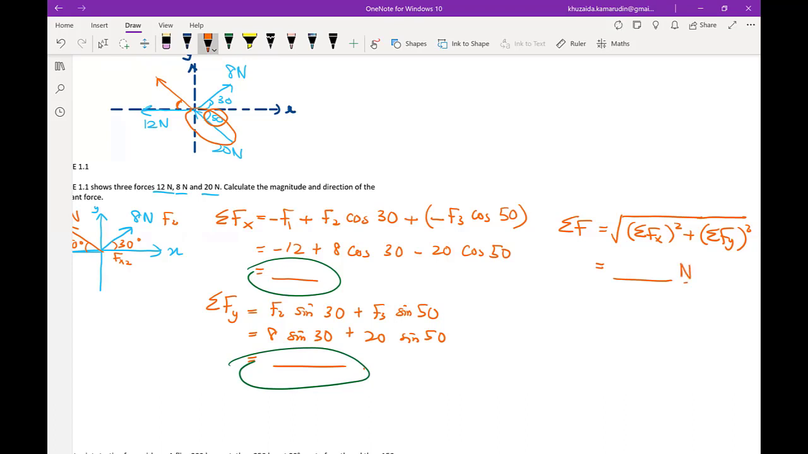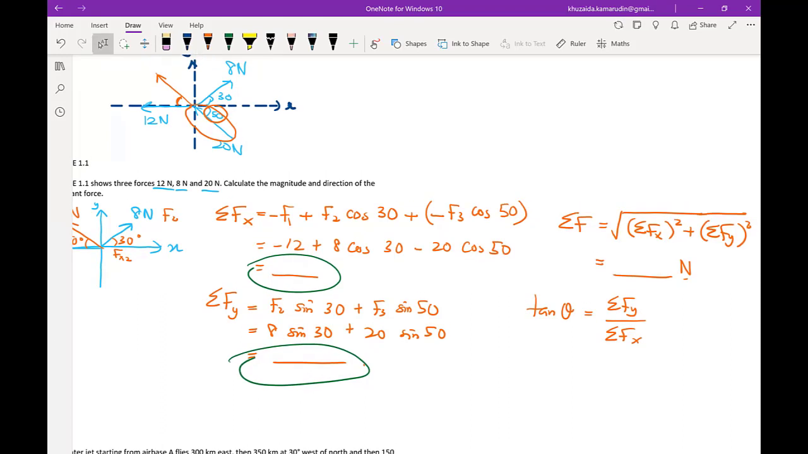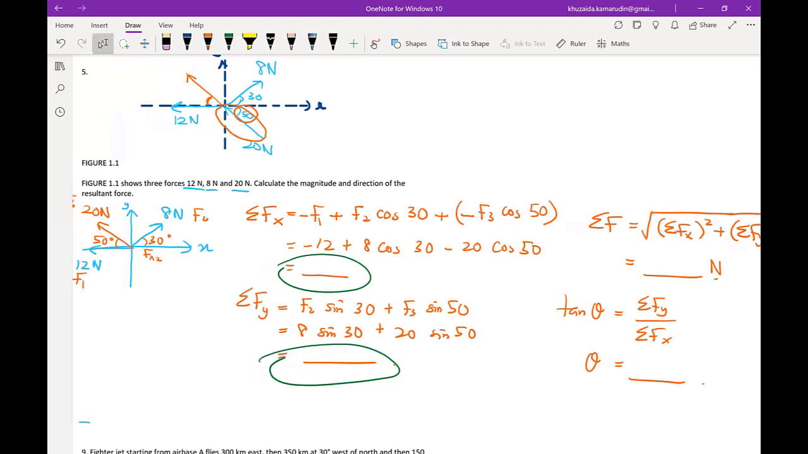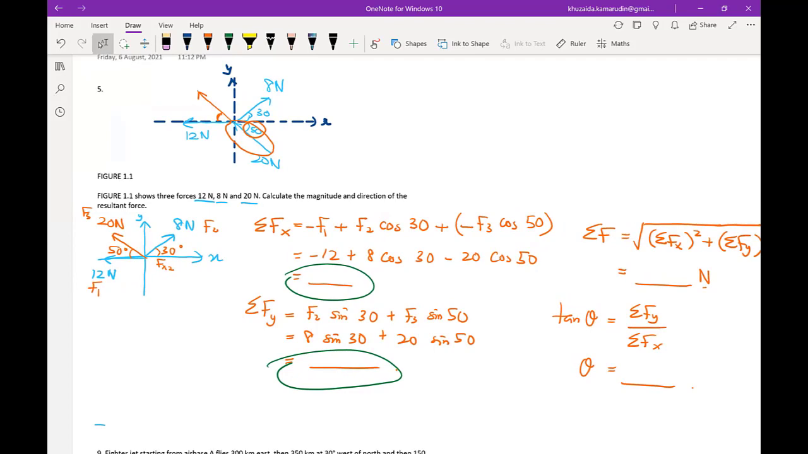Okay, next direction, so we have equation tangent theta equals summation of Fy divided by summation of Fx. So masukkan nilai, so akan ambil inverse tangent, so dapatkan theta sama dengan berapa. So ini direction untuk the resultant force yang kita kira tadi. Okay, so settle question number 5.